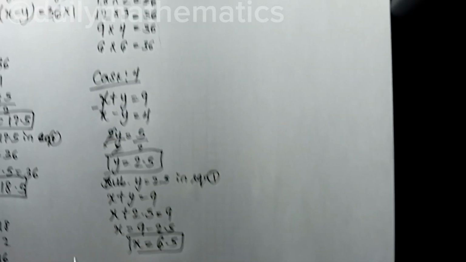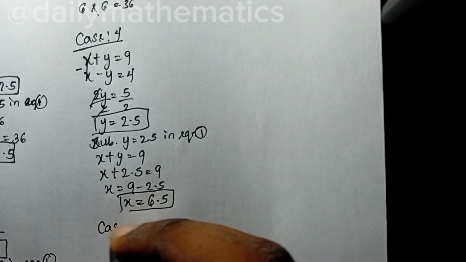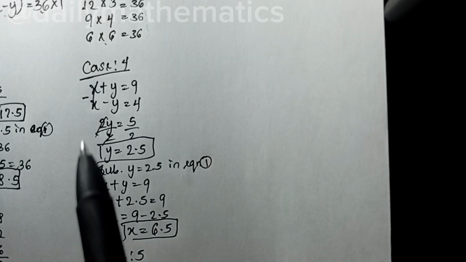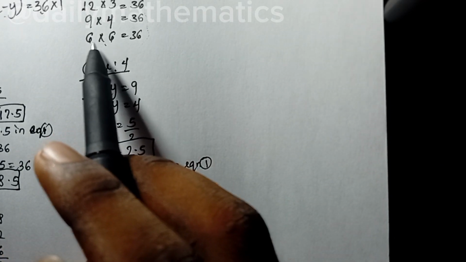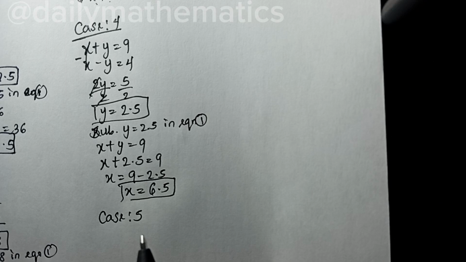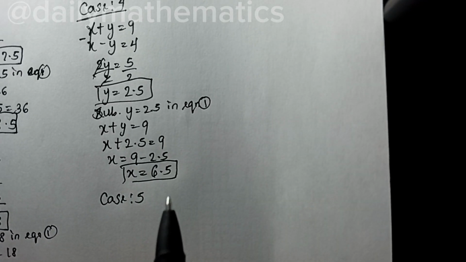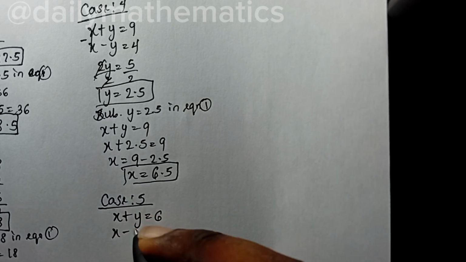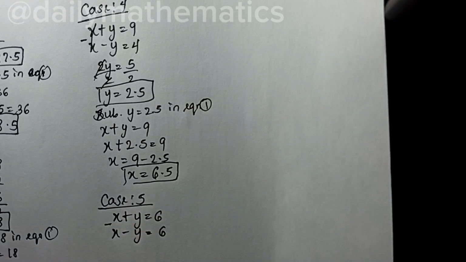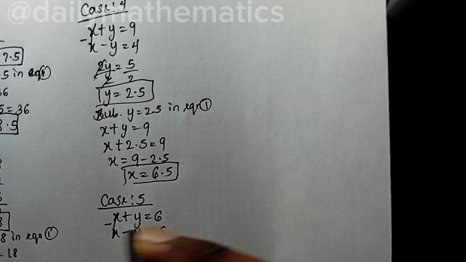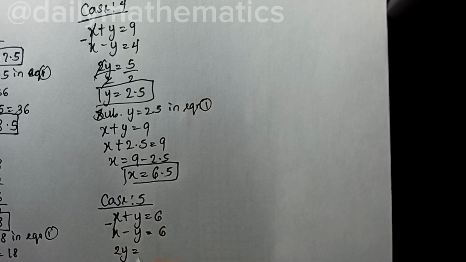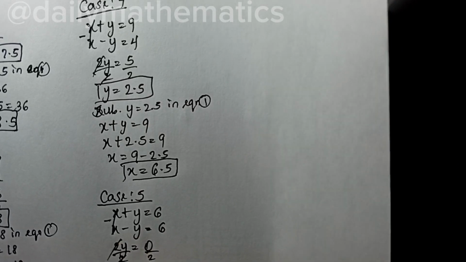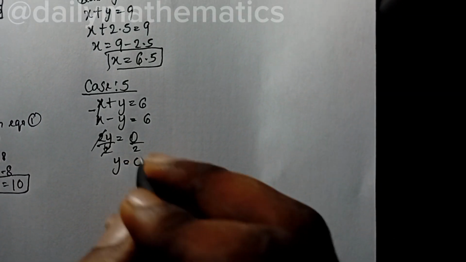And so in our last case, that's case 5, let's have it here. Case 5, we have two factors of 36 as 6 and 6. So we have x plus y equals 6 and x minus y equals 6. As usual, subtract equation 2 from equation 1. Then we have y minus y, that's 2y equals 6 minus 6, that's 0. So we divide both sides by 2, and of course y equals 0.